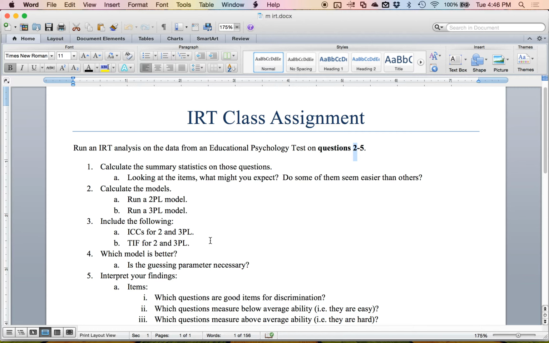Adding the 3PL as a guessing parameter. So sometimes, especially on multiple choice tests, there are questions that are just easy to guess.